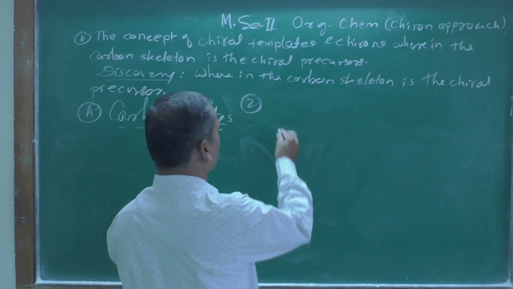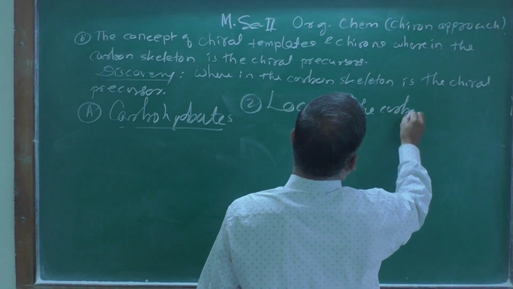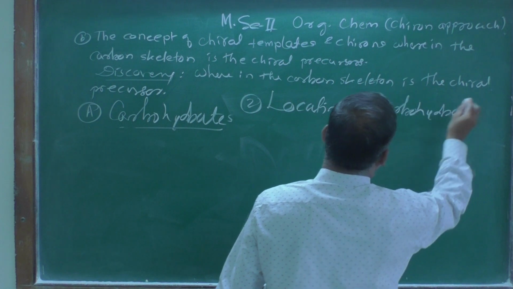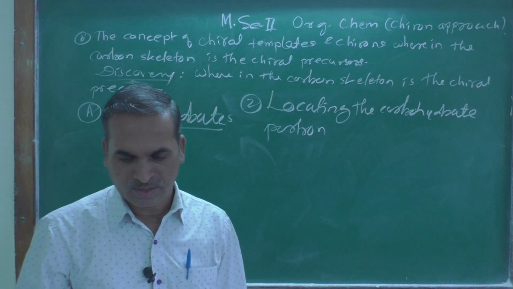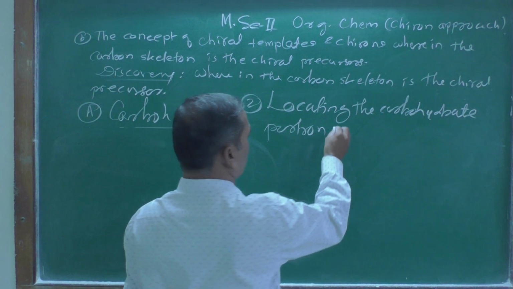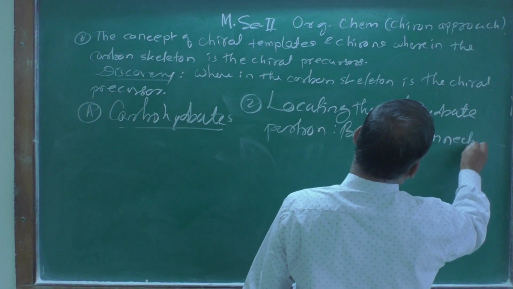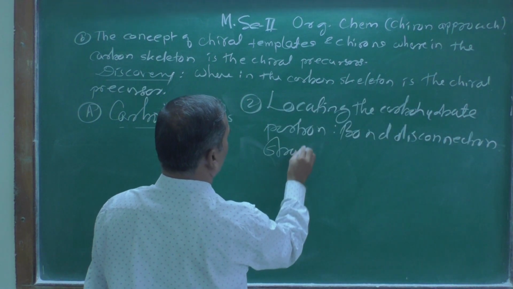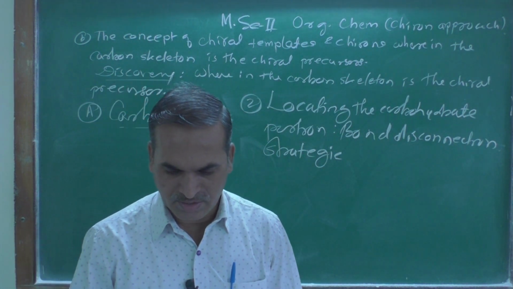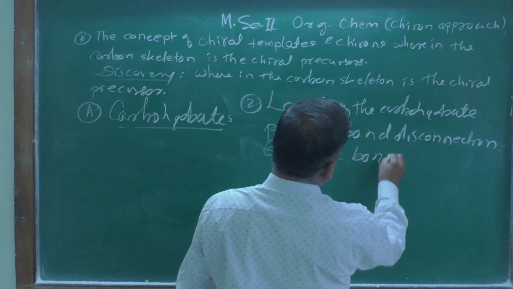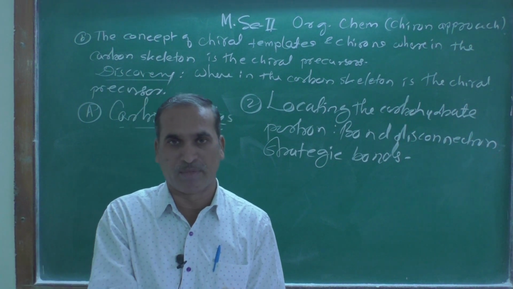Locating the carbohydrate portion, that particular portion, that is a bond disconnection strategy. Strategic bonds. So that is one of the important points: which bond to break. Don't break the bond randomly.